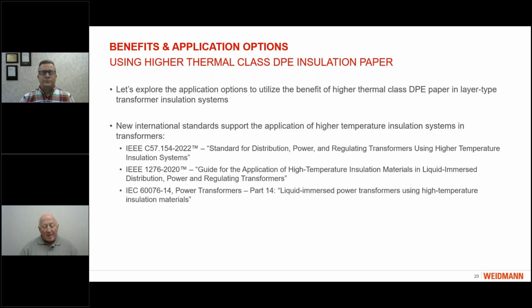And as always in industry, in order really to implement some new ideas, we would like these ideas to be first discussed in detail in our engineering societies. The discussion about the higher thermal class application in transformers actually resulted in the development of several international standards. In IEEE, we have the IEEE C57.154 standard and also IEEE 1276. An equivalent standard in IEC is 60076-14. All of these standards actually guide and support application of the higher temperature insulation systems in transformers. Next, please.